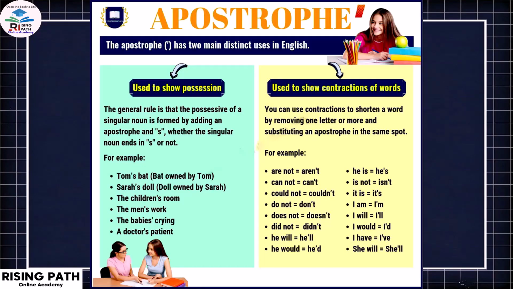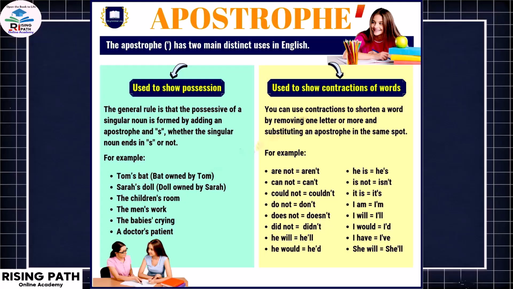Our next punctuation mark is the apostrophe, a very tricky one. So the apostrophe, a comma, has two main distinct uses in English. As you can see, the first use is to show possession, and the other one is to show the contractions of words. So when we are writing the possession of any noun or pronoun, we are going to use the apostrophe s.